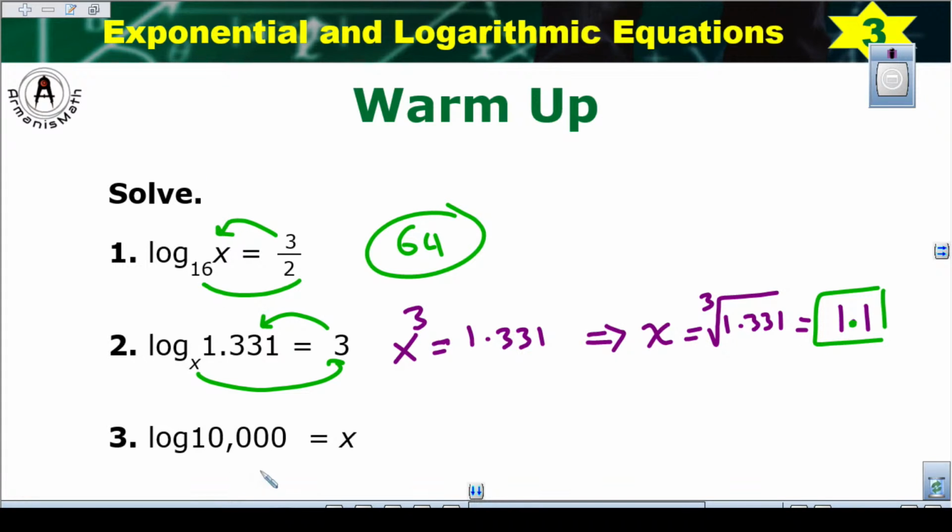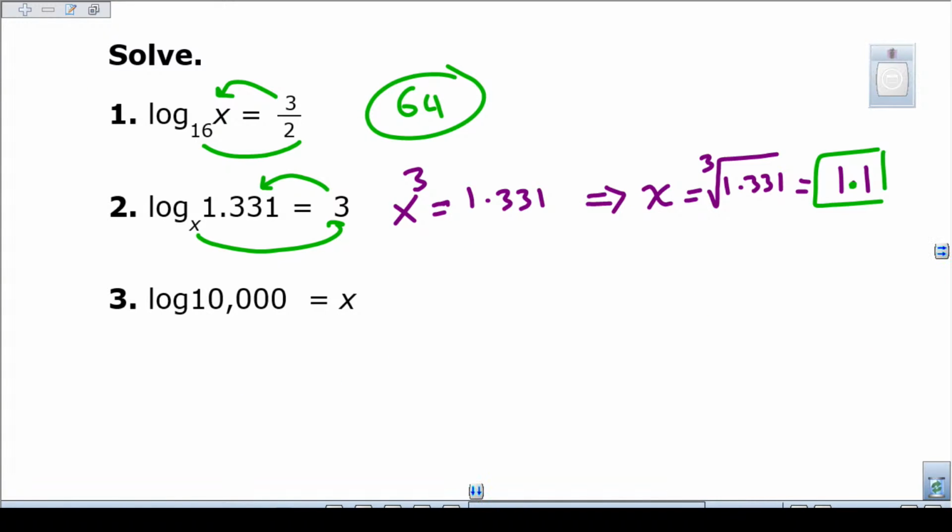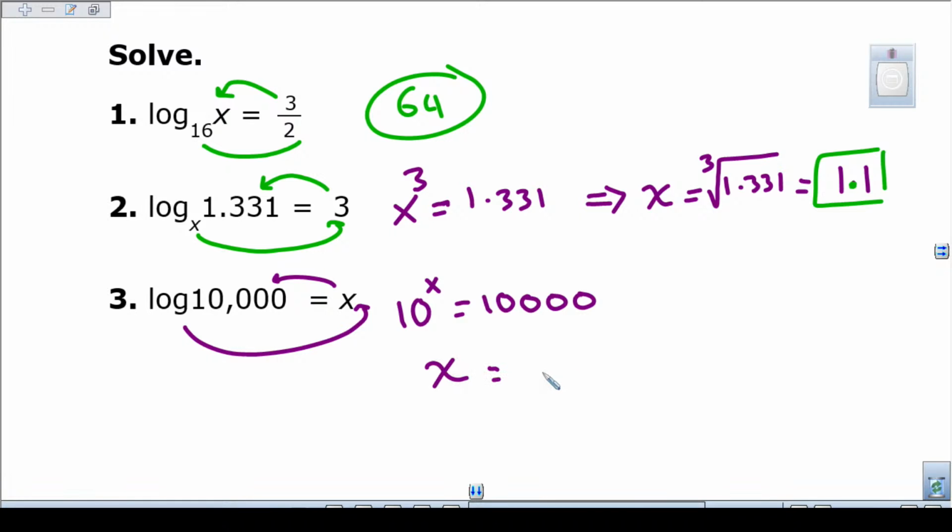All right, the third one is equally amusing. What's the base if there is no base? 10. So basically you've got a 10 here raised to this x gives you that amount. So 10 to the x power gives you 1, 2, 3, 4. Okay, what could the x be? If 10 to the x equals this amount, what is that x?